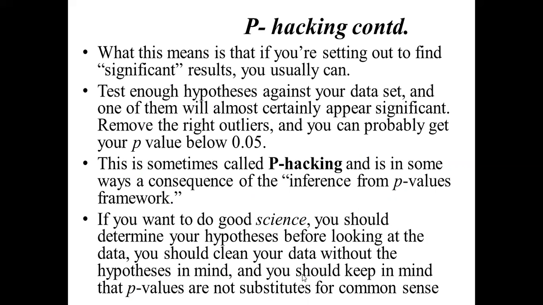So what this means is that if you are setting out the significance level, then we usually can test enough hypotheses against our data sets, and one of them will almost certainly appear significant. Significant means that we achieve the test. It removes the right outliers, meaning that within the data sets, we should identify which can be an outlier. Then we can have the probability below 0.05. So this is sometimes called p-hacking.